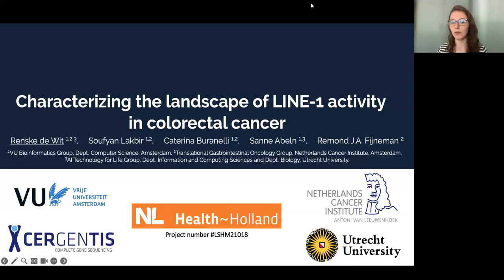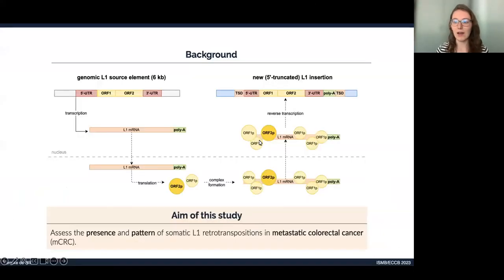And today I want to talk to you about characterizing the landscape of LINE-1 activity in colorectal cancer. LINE-1 elements are DNA retrotransposons, which can copy and paste themselves to other places in the genome. And they do this using an RNA intermediate.